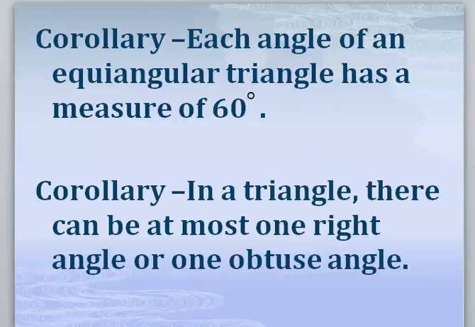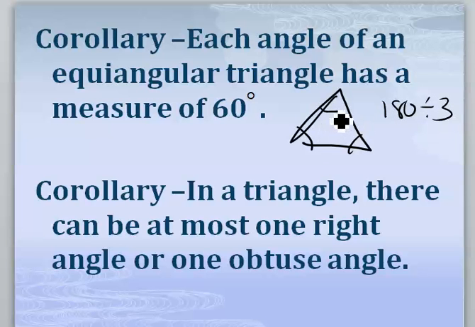There's another corollary that states that each angle of an equiangular triangle has a measure of 60 degrees. That makes sense. My whole triangle is 180. So if all three angles are the same, 180 divided by 3 means each one is 60.